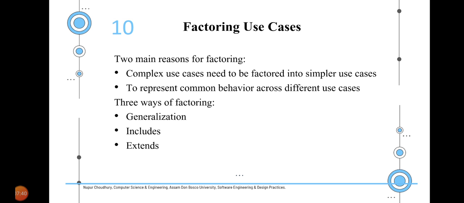Next important parameter is factoring a use case or factoring use cases. Generally, we factor use cases so that we reduce complexity and we can define the system in a more detailed manner. So there are three different ways of factoring: generalization, includes and extends relationship. Generalization is combining various use cases to a generic functionality defining use case. Includes is a mandatory functionality or mandatory use case, and extends is an optional use case.